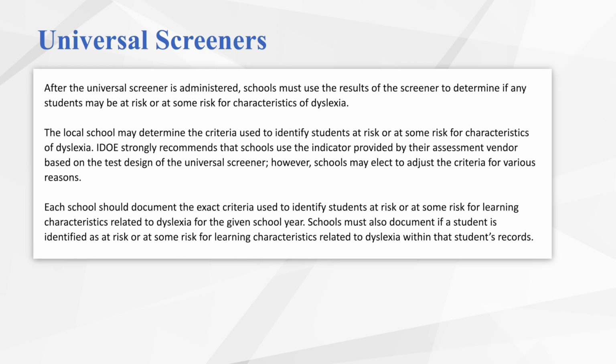The local school may determine the criteria used to identify students at risk or at some risk for characteristics of dyslexia. IDOE strongly recommends that schools use the indicator provided by their assessment vendor based on the test design of the universal screener. However, schools may elect to adjust the criteria for various reasons. More information on those guidelines can be found on the IDOE's website within the Dyslexia folder.